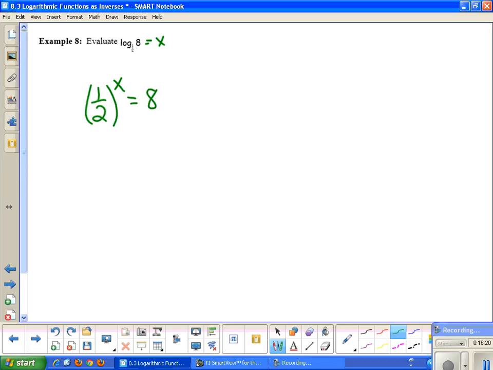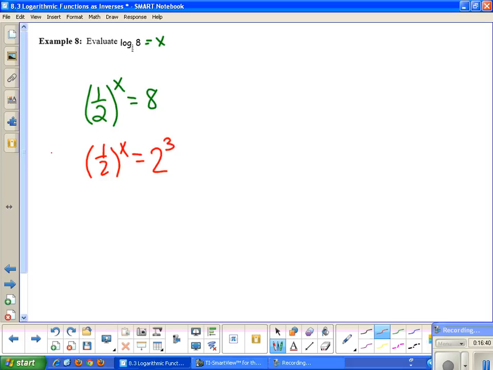So I want to see if I can get a same base. And 2 is the lowest number I can have. So I want to think to myself, well, 2 to what power would give me 8, so I can get a same base? Well, I know 2 to the 3rd power. So if I have (1/2) to the x, I know that's equal to 8, which is the same thing as 2 to the 3rd power.